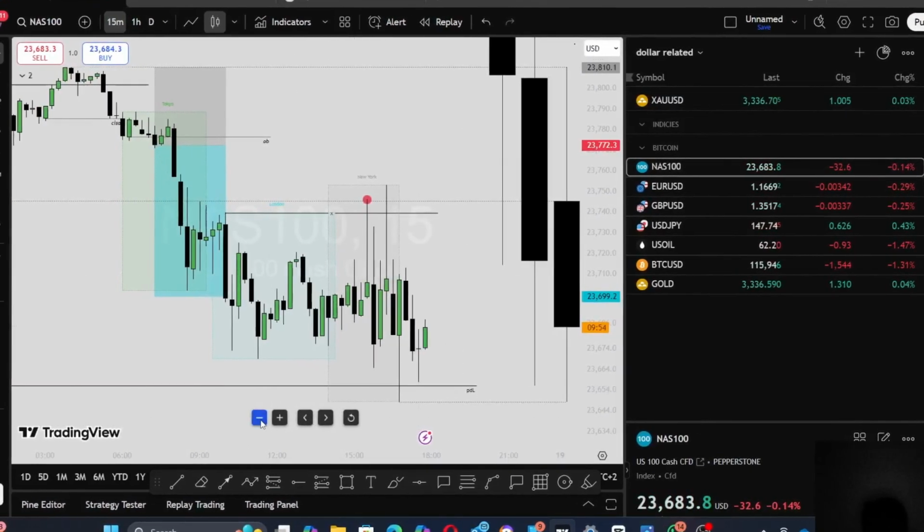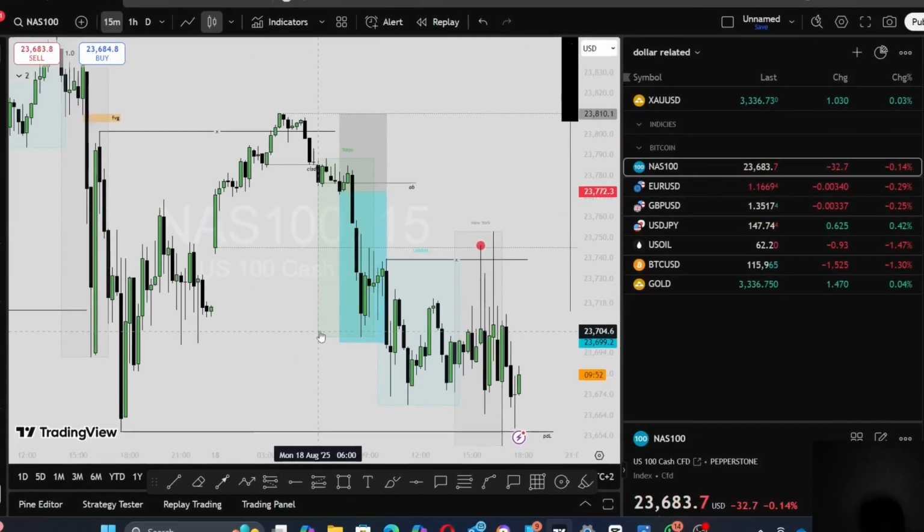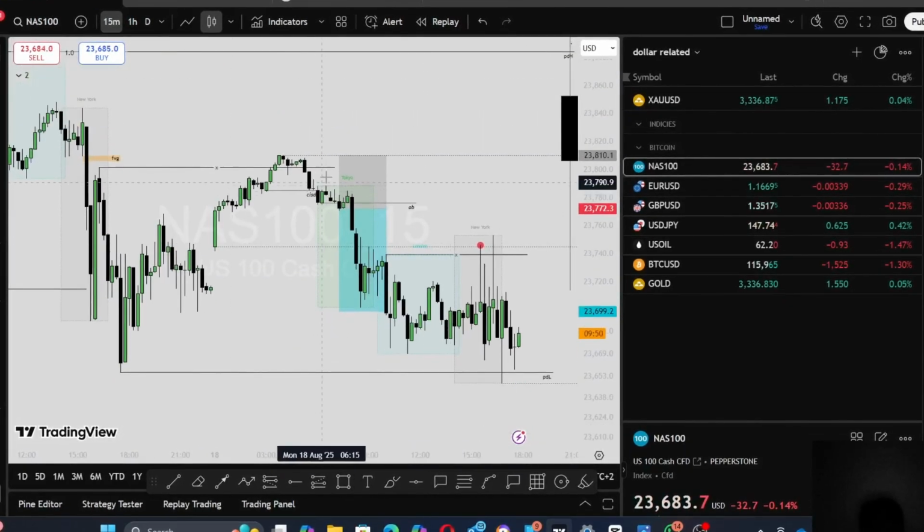Another setup that we had was NASDAQ. I've explained it. Here it was a range. Price was in a consolidation, from this high to this low. Price was just consolidating. Once price left the consolidation, it did not continue to the upside. It came back into the consolidation, right?